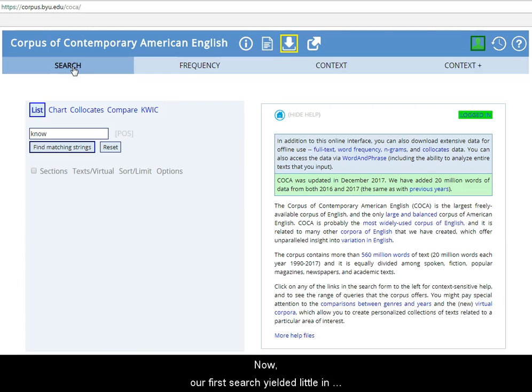Now, our first search yielded little in the way of pedagogically relevant information. A simple frequency of one word in a corpus doesn't tell us a whole lot, especially for common words. However, what is perhaps more useful is a search of all forms of the verb. To search for the frequency of all forms, we can type our word using all caps.